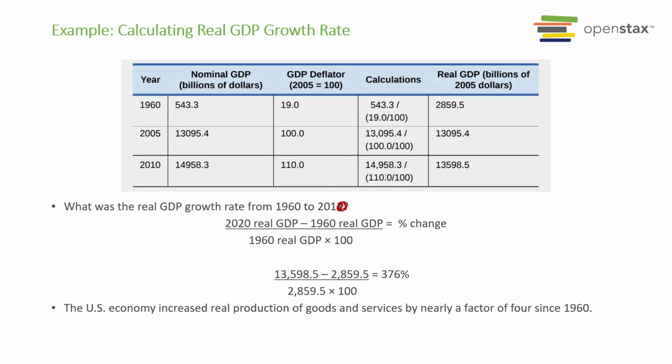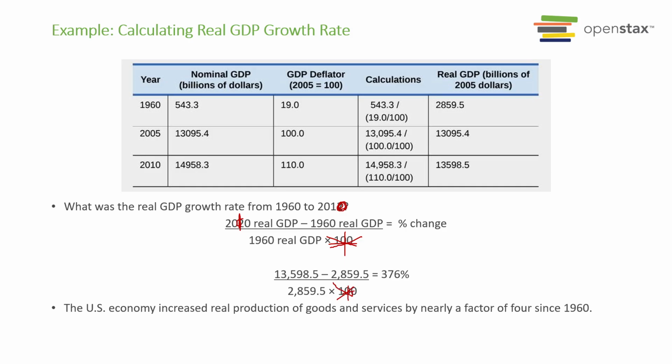All right. We would take 2010 real GDP minus 1960 real GDP, divided by 1960 real GDP. We would not multiply the bottom by 100. We would multiply the result by 100, and that gives us the percentage change. So don't do that, that's another mistake.